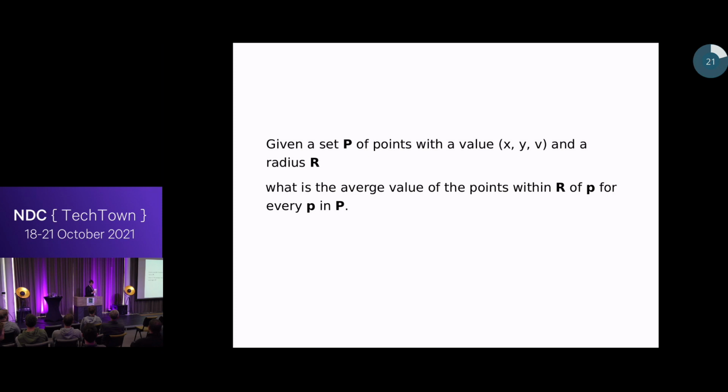So the problem I was posed was, given a set of points, P, with a value, so you have your xy coordinates and an associated value, and a radius r. What's the average value of all the points within this radius r of that point, for every point in P? Please solve it. So this is actually a pretty easy problem.